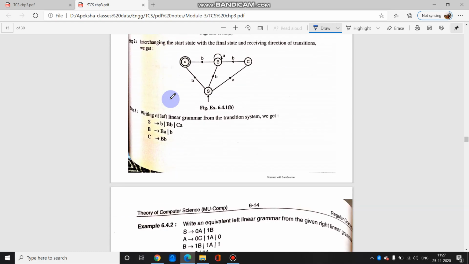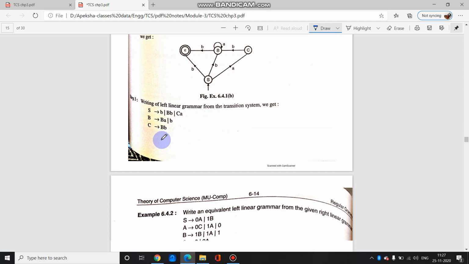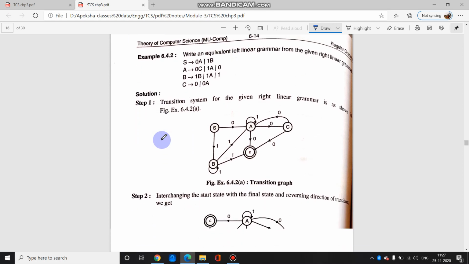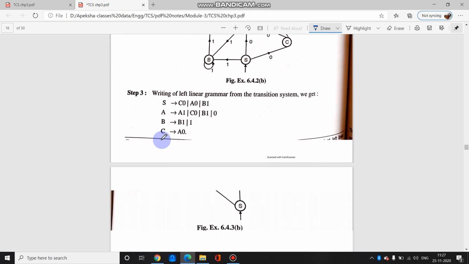Now what you have to do is, ये जो directions change किए हैं, now you will write it in the left linear form. So you will write it S gives B B, so it is B B. S gives B, then B B and C A. So if you see, all the non-terminal symbols are now on the left hand side. So that's it. This is how you convert your right linear grammar to your left linear grammar. In second example here, which you have to solve on your own.